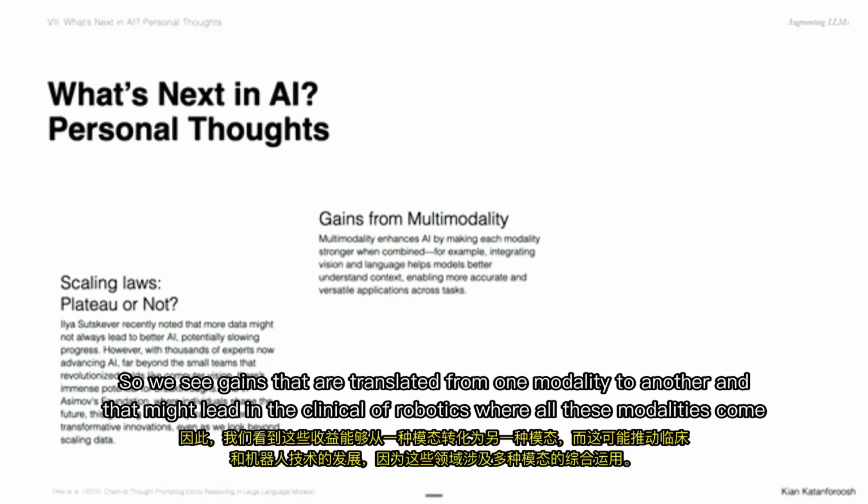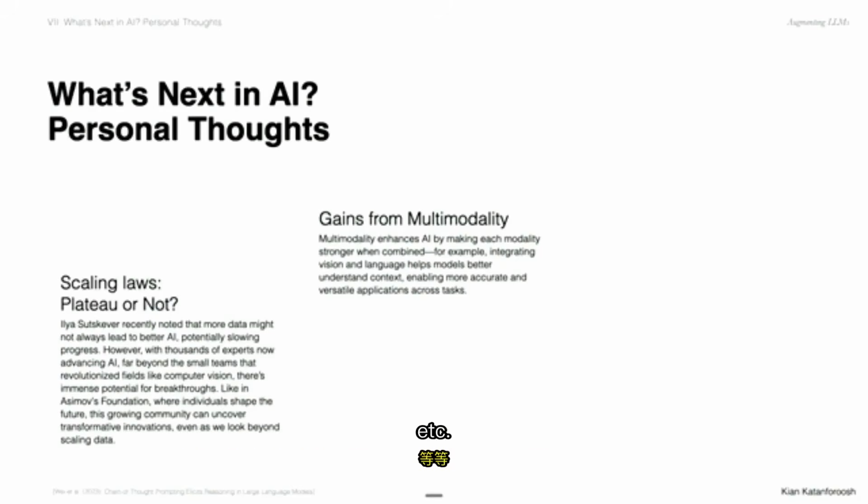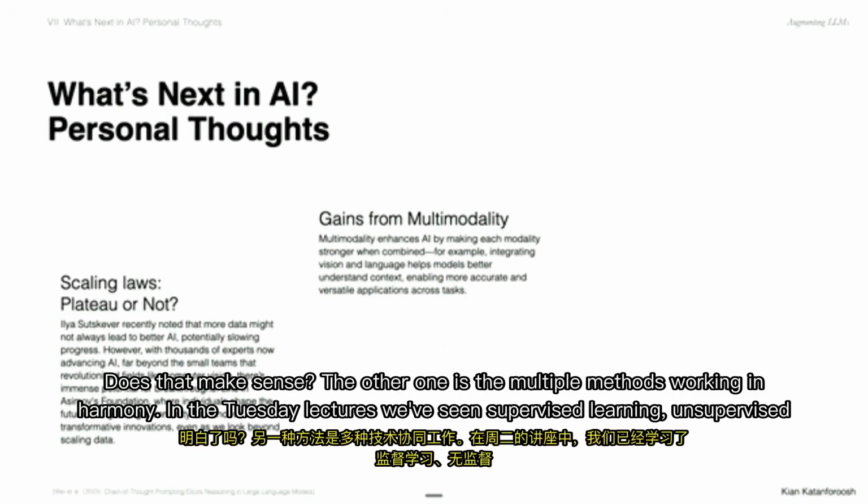to the pinnacle of robotics, where all these modalities come together, and suddenly the robot is better at running away from a cat because it understands what a cat is, how it sounds, what it looks like, etc. That makes sense? The other one is the multiple methods working in harmony.